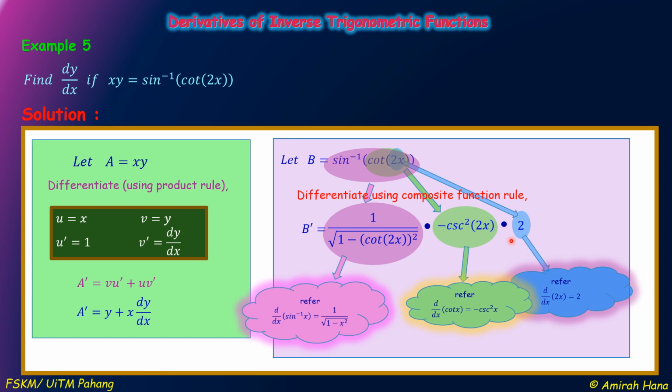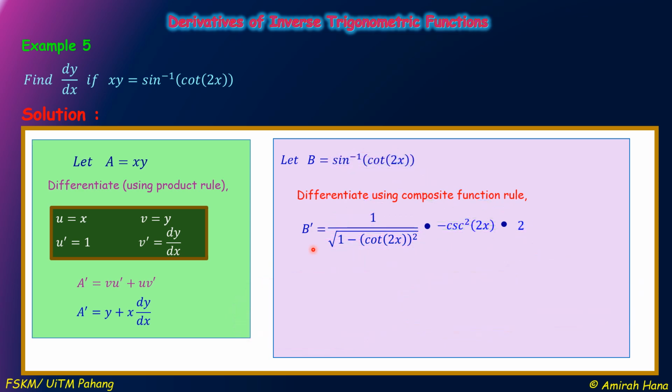After this, we need to simplify. When we simplify, we get b prime equals negative 2 cosec squared 2x over square root of 1 minus cot squared 2x, where we write cot 2x bracket squared as cot squared 2x. This is the answer when we differentiate inverse sine cot 2x.